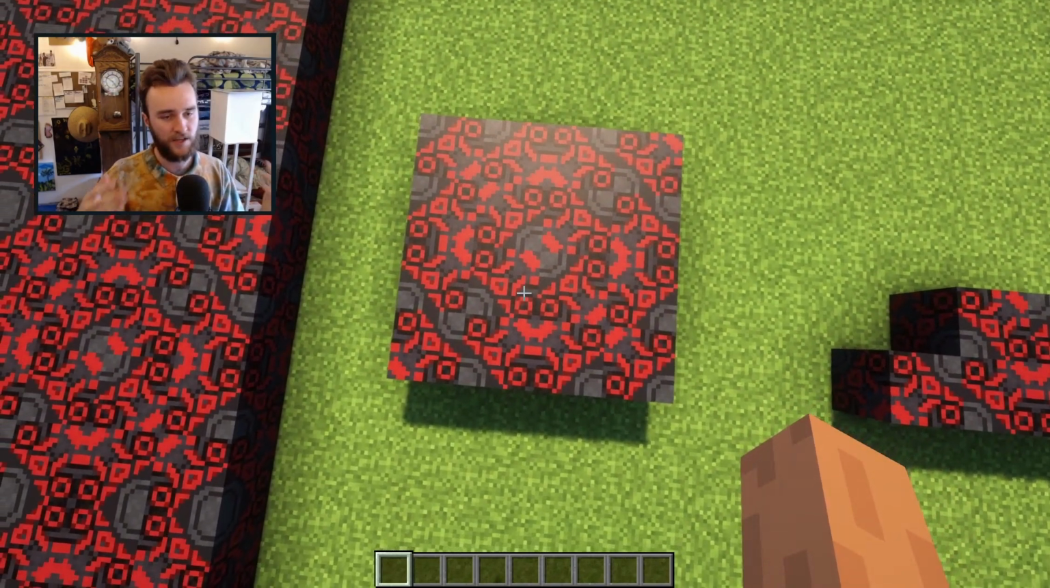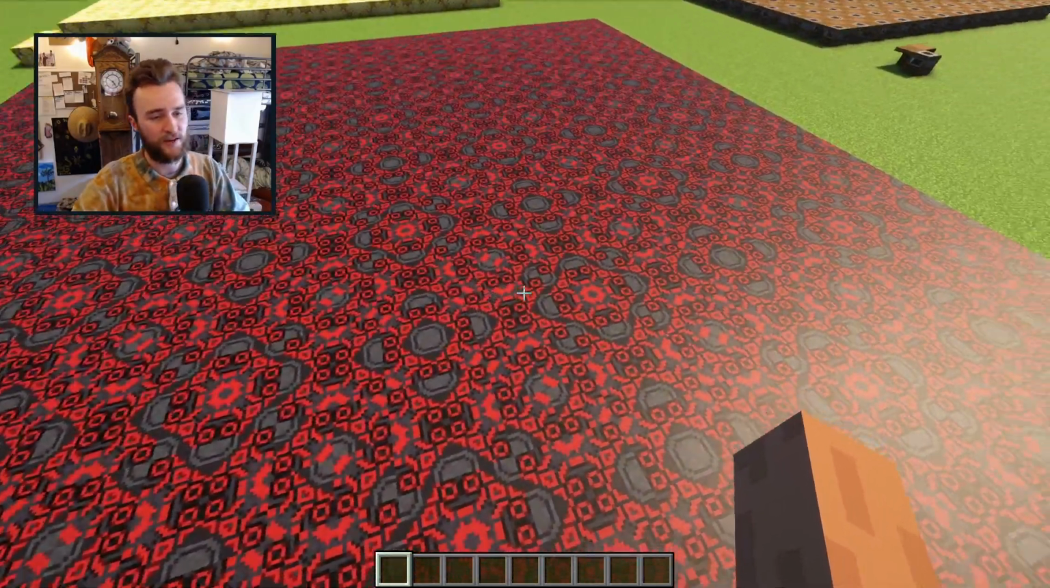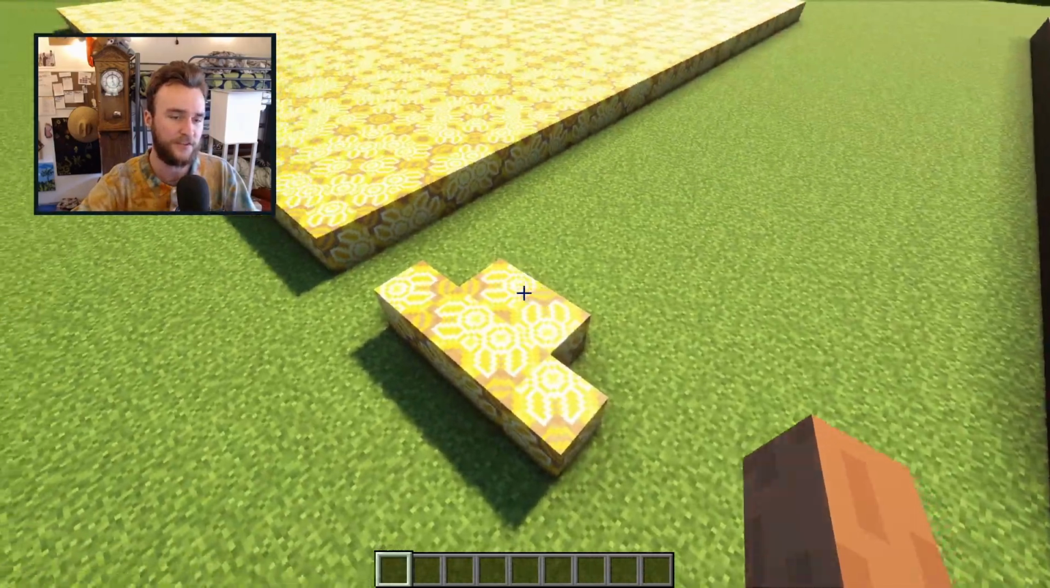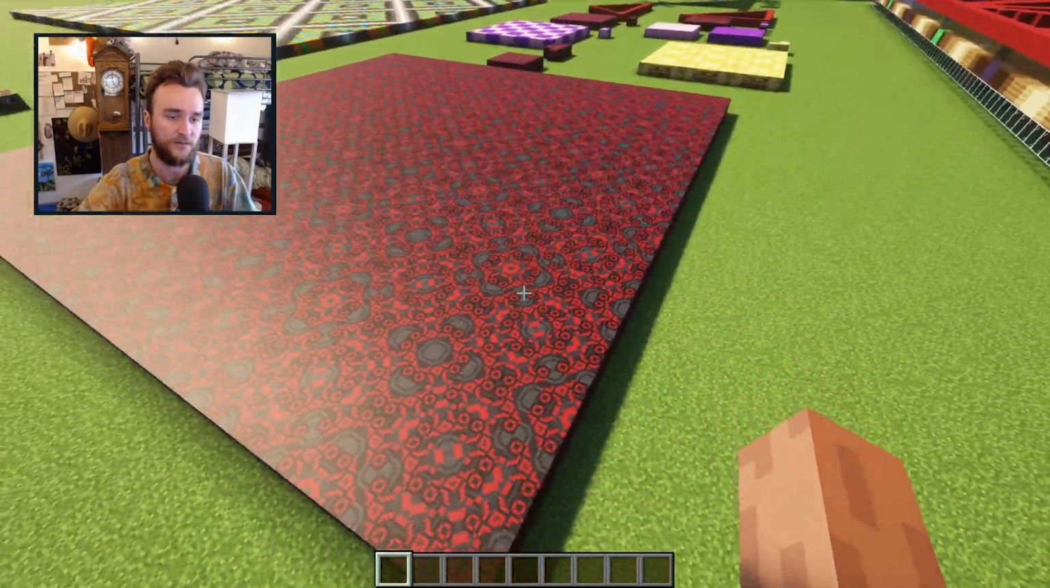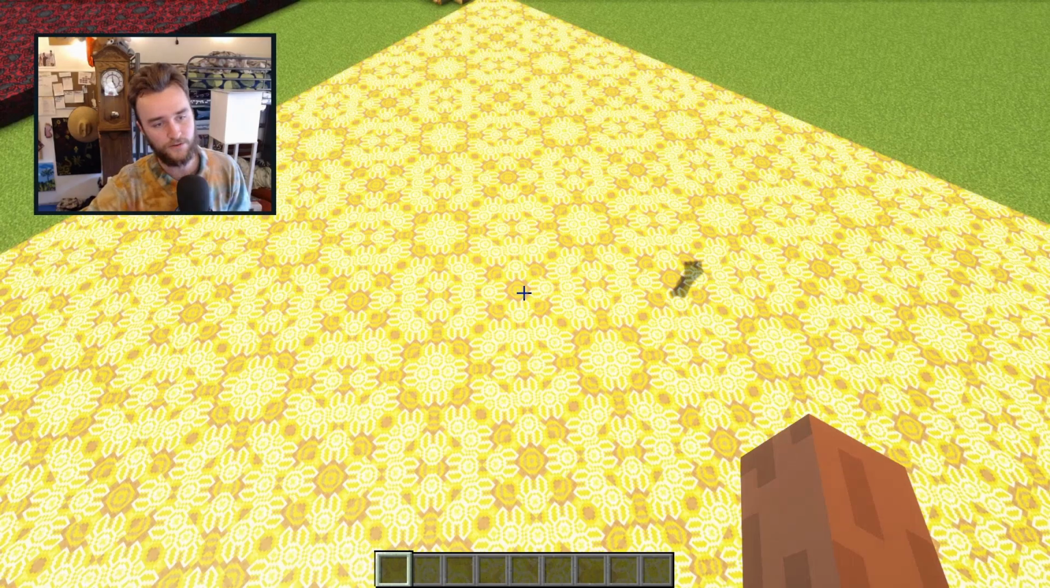And then if we just kind of keep reflecting this thing out over and over, we get this floor pattern here. I think this is my favorite star 442 pattern. Here, I did the same kind of fundamental triangle as I did for this red pattern, but I used the yellow glazed terracotta block. This is the result we get doing that.